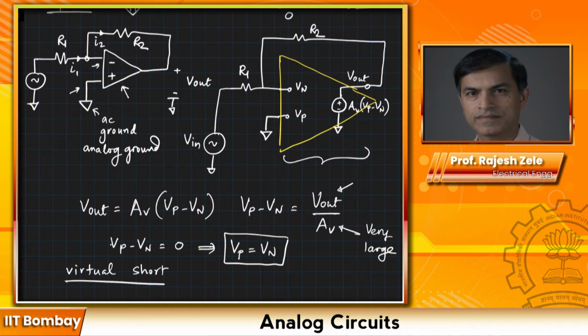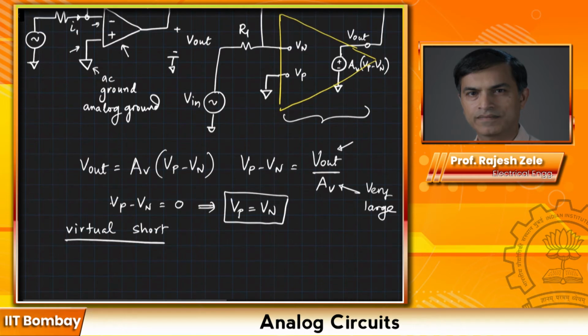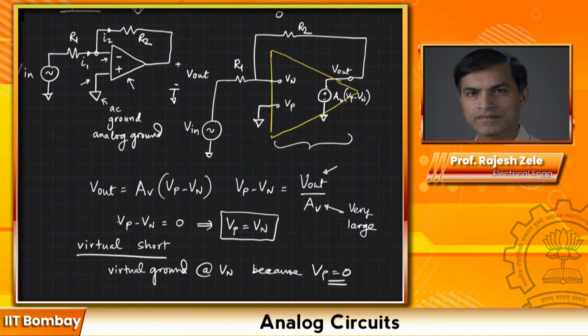However, Vp is equal to Vn, so we call it a virtual short between Vp and Vn. Another terminology is that we say there is a virtual ground at Vn, because Vp is connected to 0, to ground. So Vp is connected to AC ground, and as a result Vn becomes a virtual ground. This is terminology that you have to get familiar with and get used to, and that's why I'm going through it in so much detail.